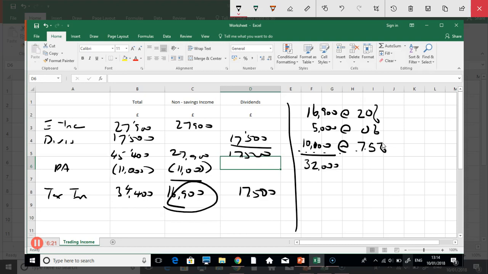This 5,000 and 10,100 is still short of the dividends, so I still have a bit more dividend to tax, and that's 2,400, which is the difference between these two and the 17,500. So I tax this at 32.5%. Work all these out, and that becomes your income tax liability for Jacob. Cool, great stuff.